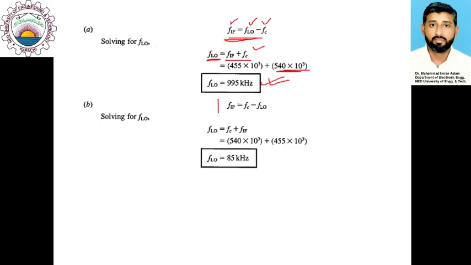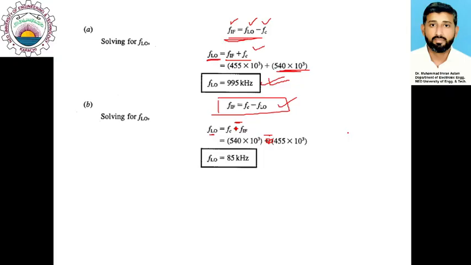If you use the other relationship, which is the intermediate frequency equal to the carrier frequency minus the local oscillator frequency, in that case the local oscillator frequency should be written as FC... I'm sorry, it's a typo here. It should not be plus, it should be a minus sign. FC minus FIF. So if we subtract these two, this should be a minus sign here. I'm sorry for that. So FLO is equal to FC minus FIF.